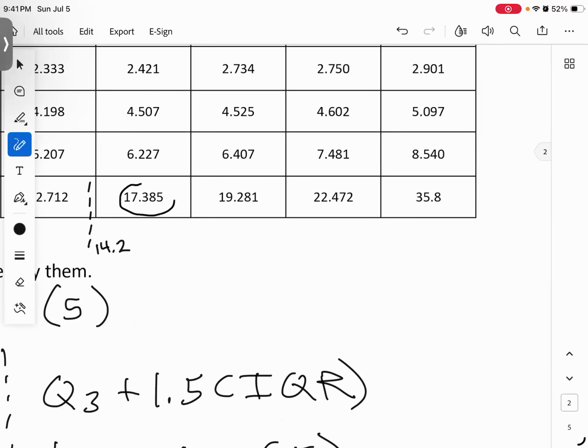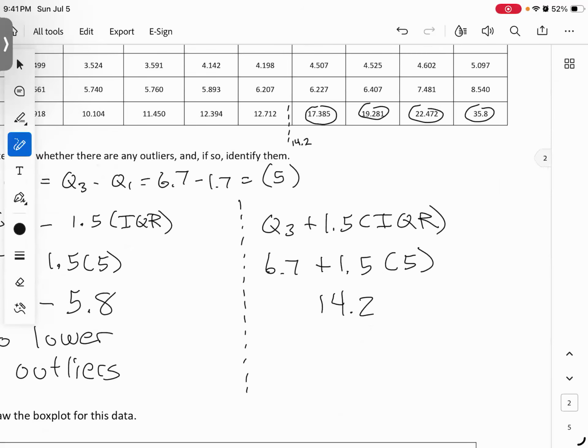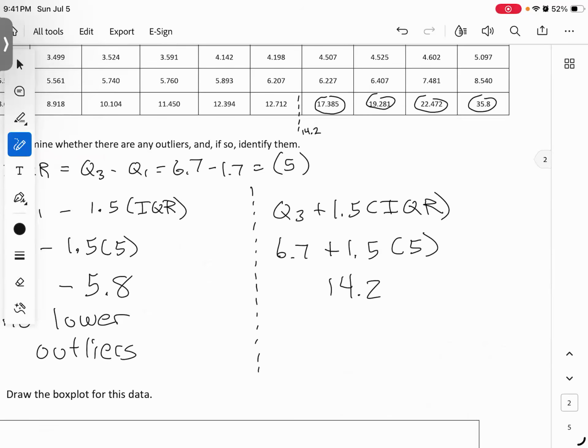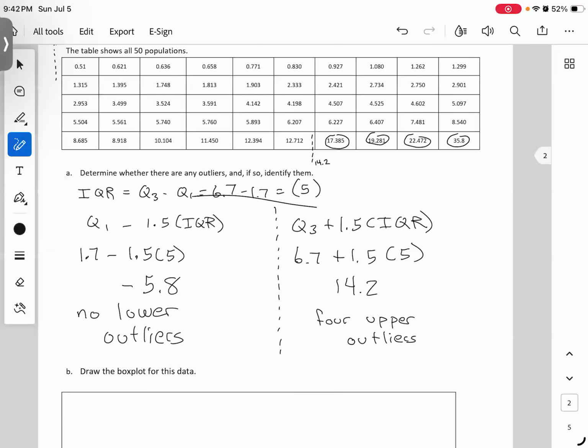So you would have 1, 2, 3, 4, and I'm going to assume those are probably like California, New York, Texas, maybe Florida. So you got these four different states, and usually what it'll tell you on the homework or the quiz or test is to identify them, and here just by circling them, that's our four outliers, and then you'd want to state your conclusion. There are four upper outliers.